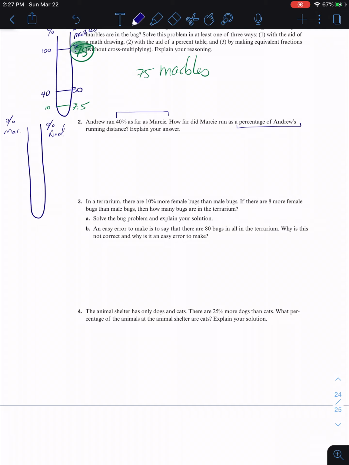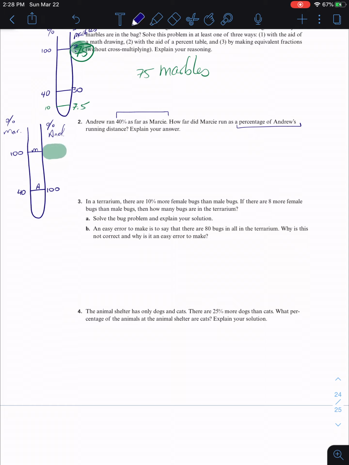So Andrew ran 40% as far as Marcy. So Marcy will be at the top, and this is her 100%, and Andrew ran 40% as far as Marcy. Now that's his 100%. So Andrew's 100% is only 40% of Marcy. And what we want to know is how far did Marcy run in terms of Andrew?